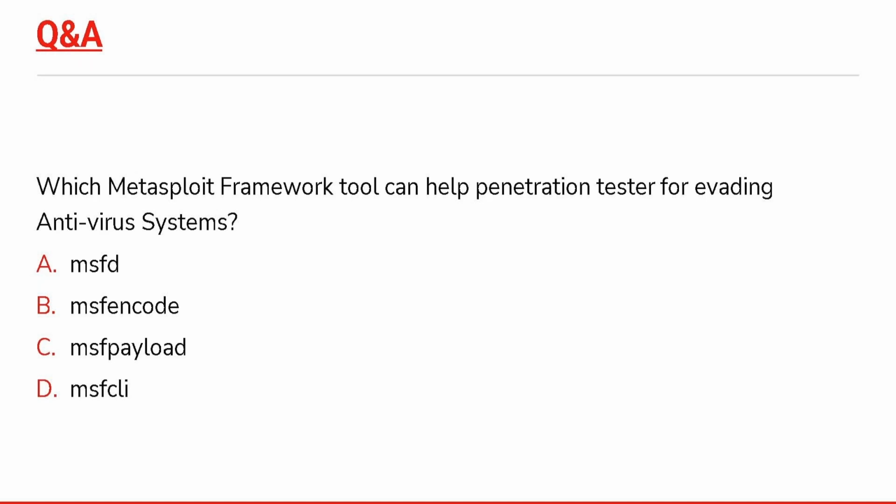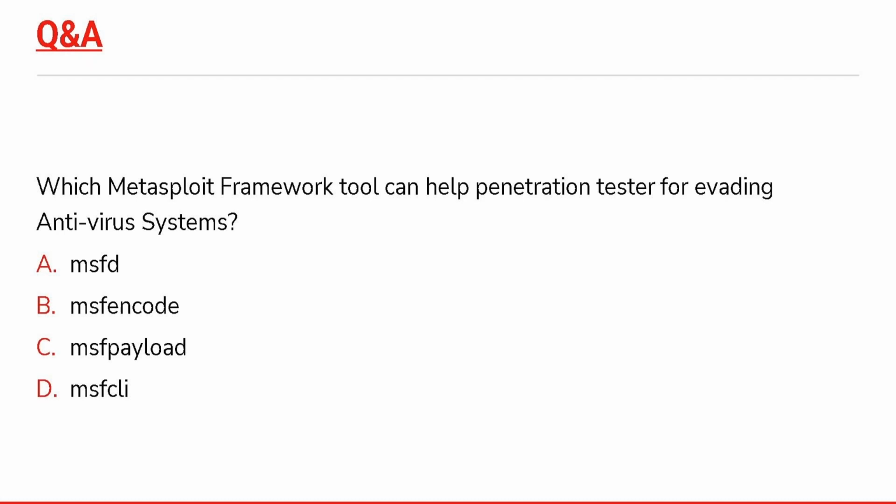All right, so over here, guys, it is saying which Metasploit framework tool can help a penetration tester evade antivirus systems, right? So over there we are having msfd, msfencode, msfpayload, and msfcli.